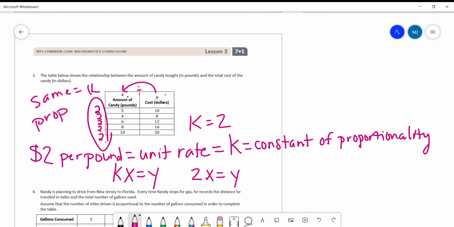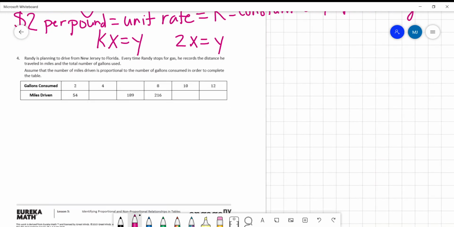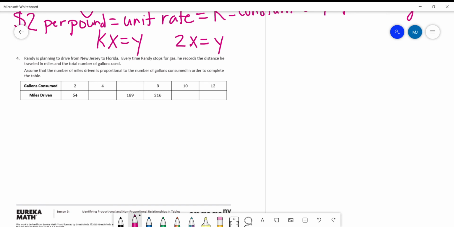Well, let's look at the next one. Next one's a little bit more challenging. Go ahead and read it to yourself and see what you can figure out. There's different boxes to try to solve for. So take a minute, pause your video, and see if you can get this one.